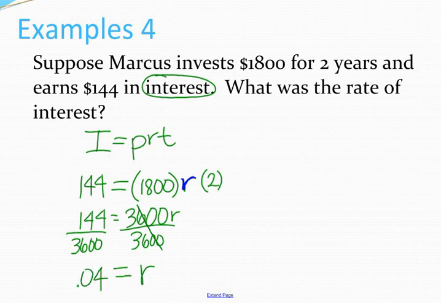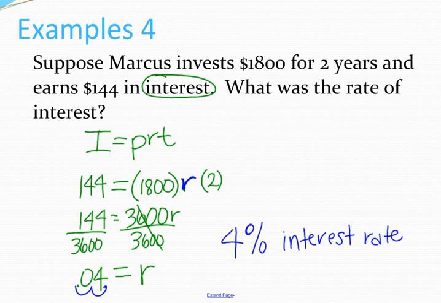0.04. Now, it told us in the beginning that rate is a percent. So you need to take this answer and change it into a percent. So it's a 4% interest rate. The question said, what was the rate of interest? 4%.